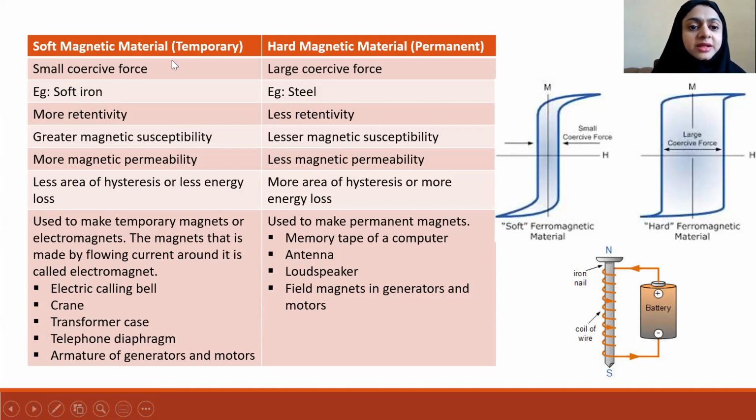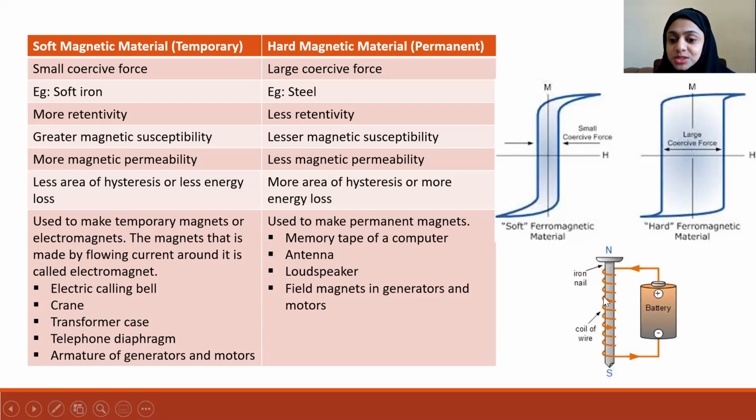Now, soft magnetic materials are used to make temporary magnets or electromagnets. What is an electromagnet? You must have learned that in your grade 10. The magnet that is made by flowing current around it is called an electromagnet. Here you can see a picture of a battery and wire connected to it, and the wire is wound around an iron nail. Iron, you know, is a soft magnetic material.